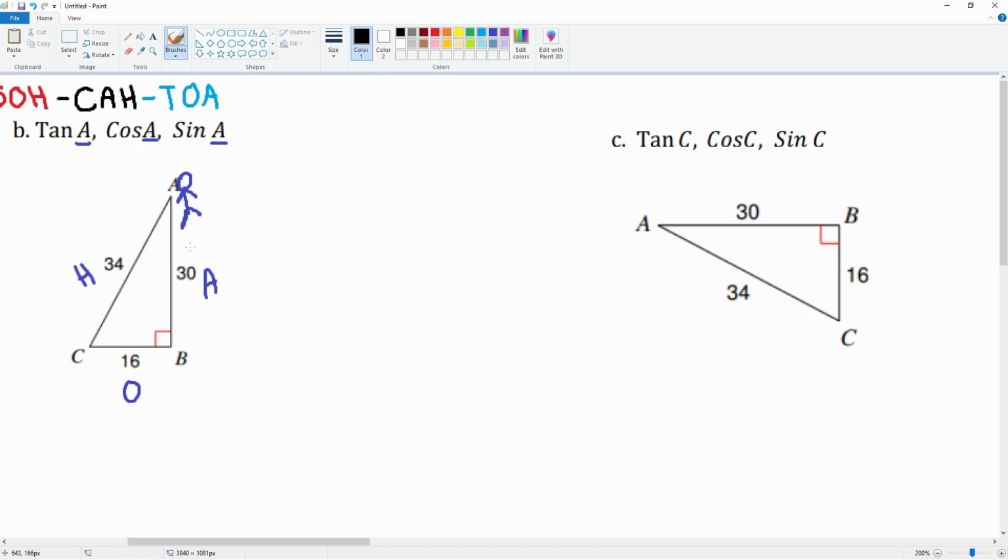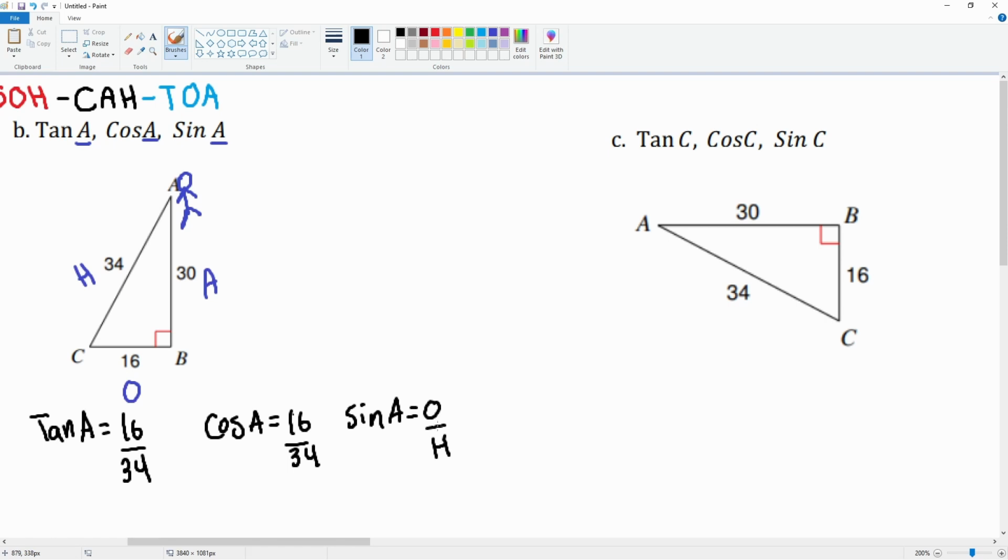We can set up the trig ratio here. First of all, they want tan. Tan of A is defined by TOA, so it's opposite over adjacent. So now let's plug it in. Opposite is 16 and our adjacent is 30. Then we have cosine of A. Cosine is defined as adjacent over hypotenuse.